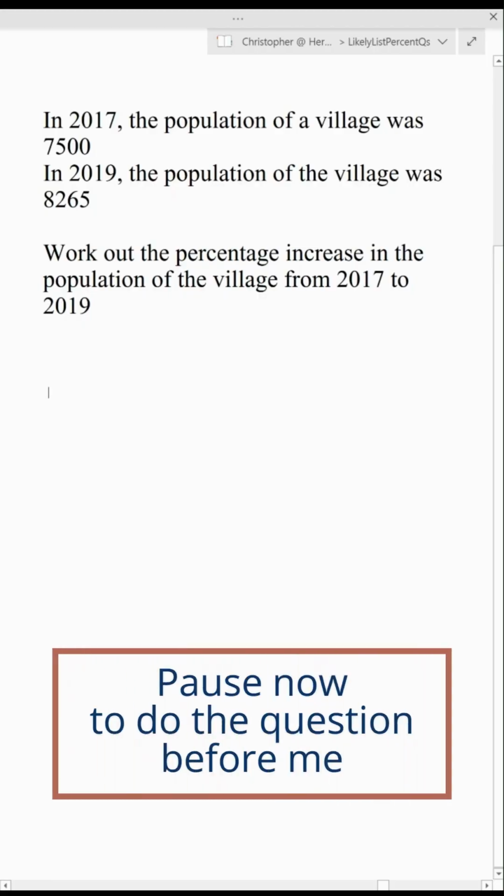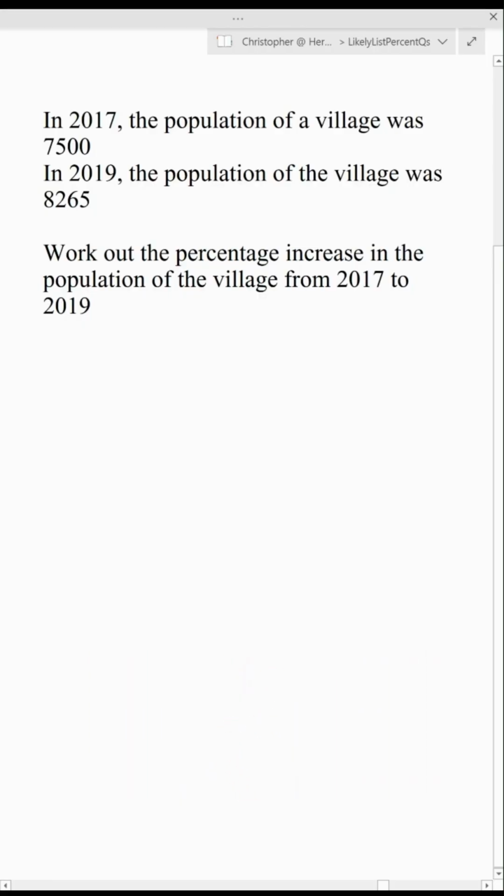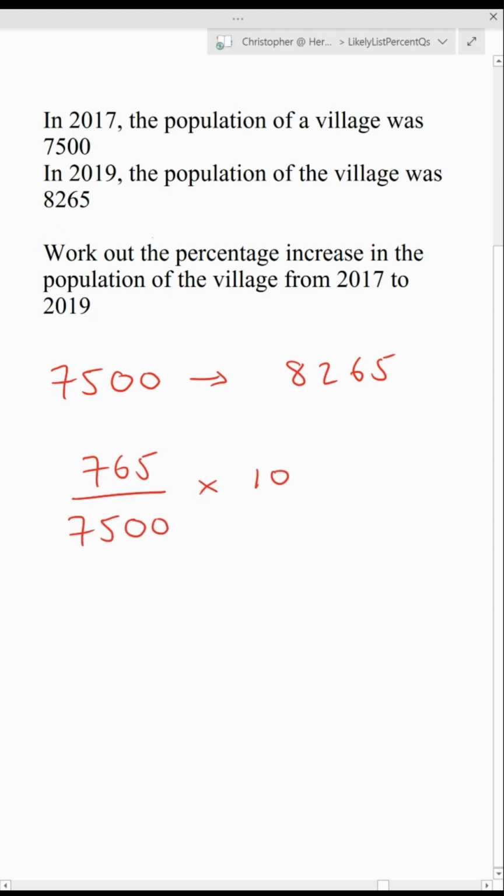Now to do the question before me. So the population has increased from 7,500 to 8,265. So it's increased by 765 people. So the percentage increase is the change divided by the original multiplied by 100, which gives me 10.2%.